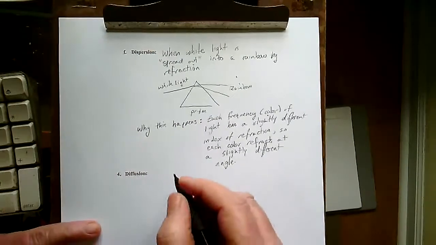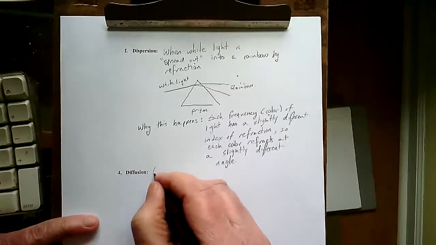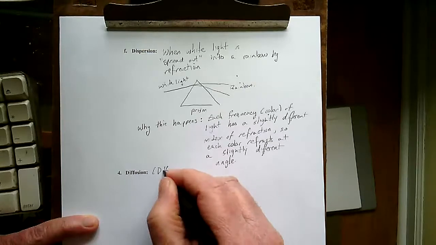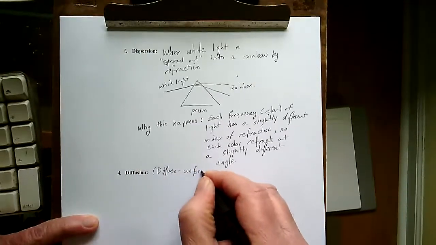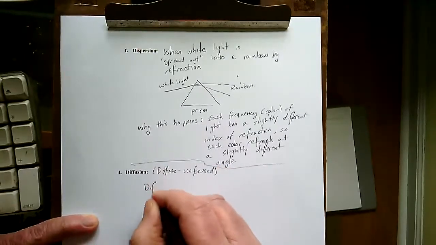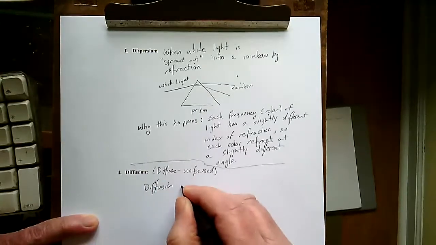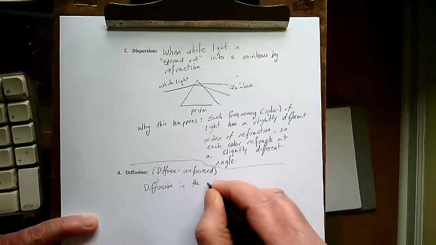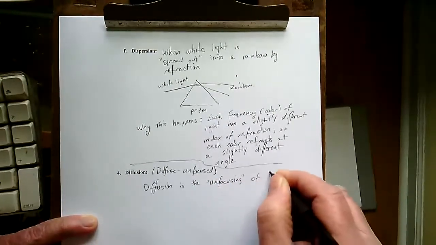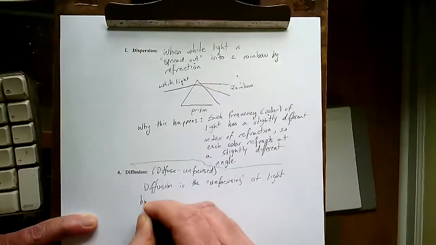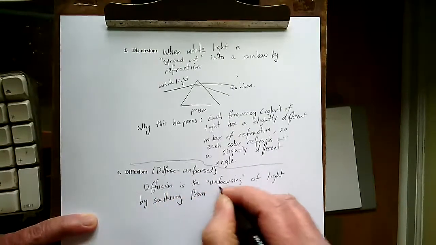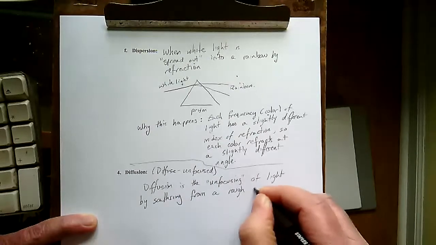All right. The next thing is diffusion. And if something is diffuse, that means it is unfocused. So diffusion is the unfocusing of light by scattering from a rough surface.